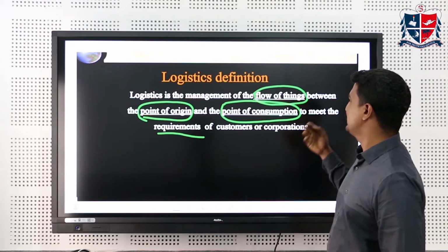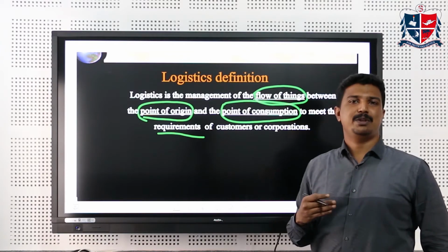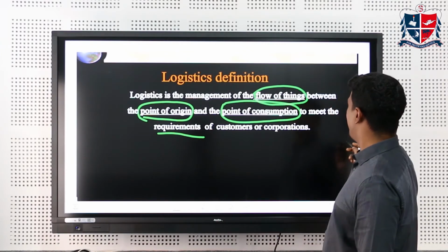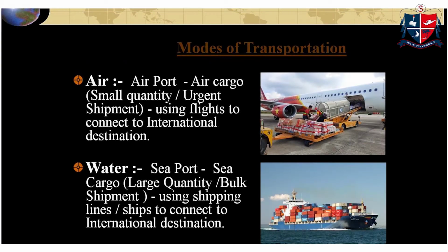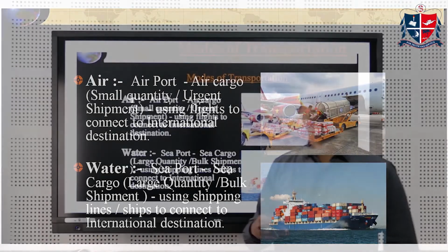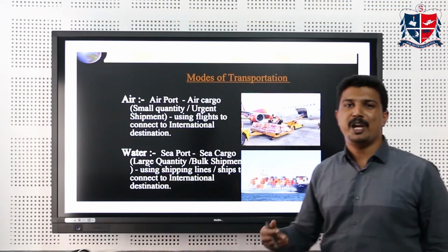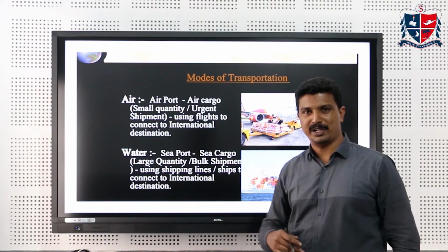there are various elements we have to look into. If we go into detail, the management of flow can be divided into movement, storage, and handling. So the first one is movement, the modes of transportation. When we talk about movement, it's the movement of cargo. We can move using different modes of transportation.